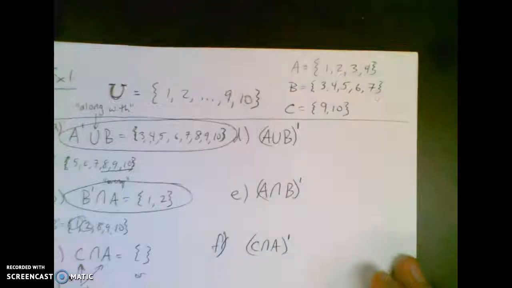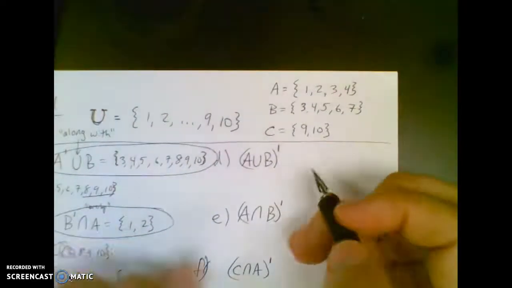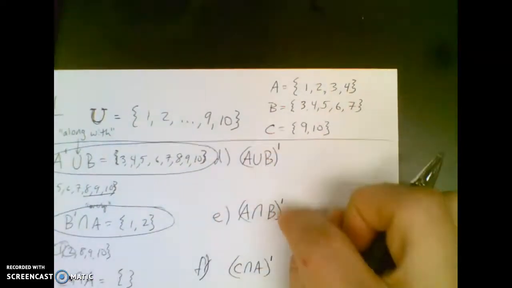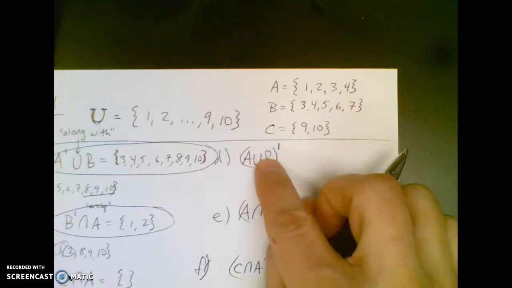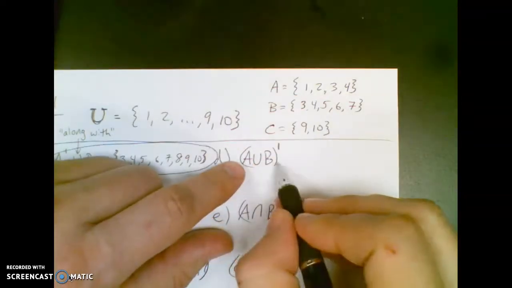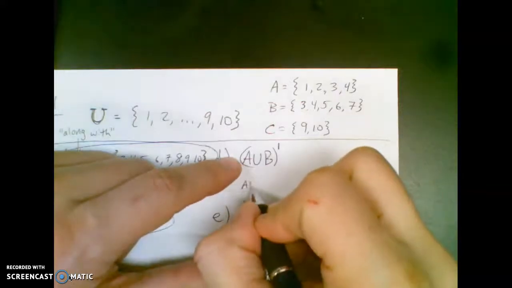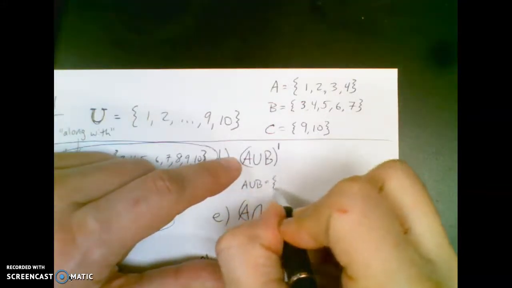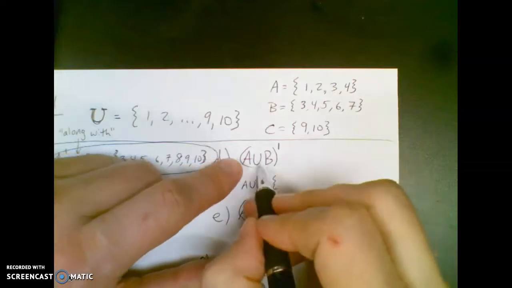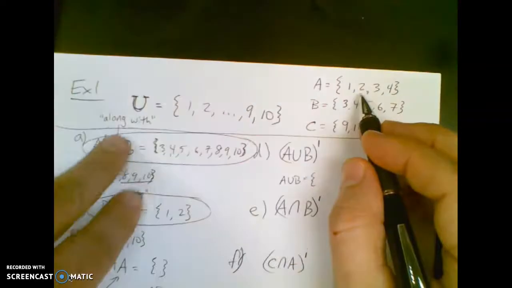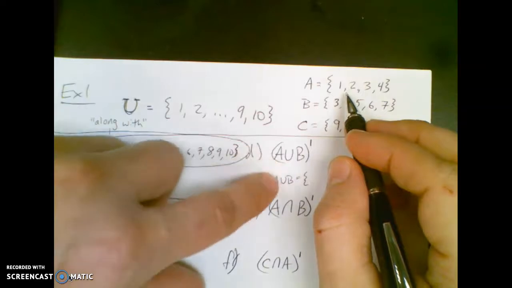Okay, couple more. I can do this a couple ways. I'm going to do one of these using DeMorgan's Law and one of them not. Okay, so if I want A union B not, one thing I can do is just find regular A union B and then do everything that's not in it. So let me do it that way for this one. Okay, so A union B is collect everything, right? It is everything in A along with everything in B.